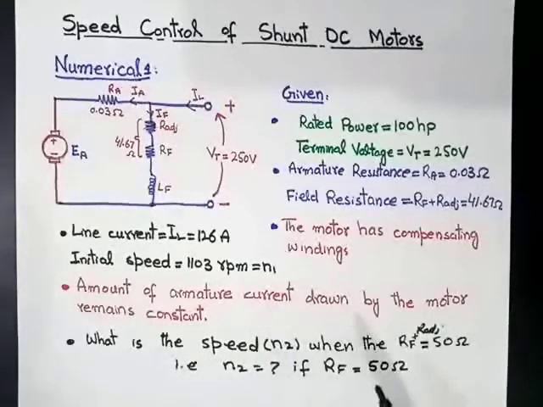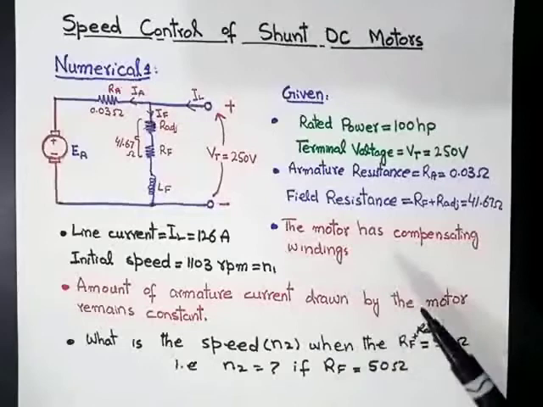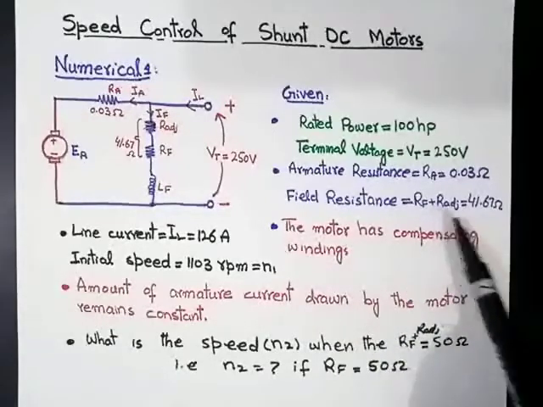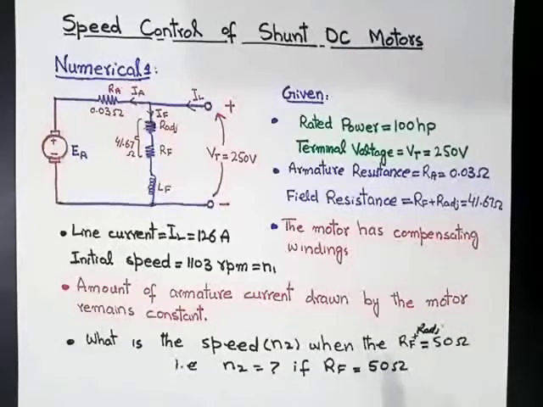As we have already discussed in the theory, when the field resistance increases, the speed of the DC shunt motor will increase as well. Here the field resistance is increasing from 41.67 ohm to 50 ohm. It means the new speed will be more than 1103 revolution per minute.